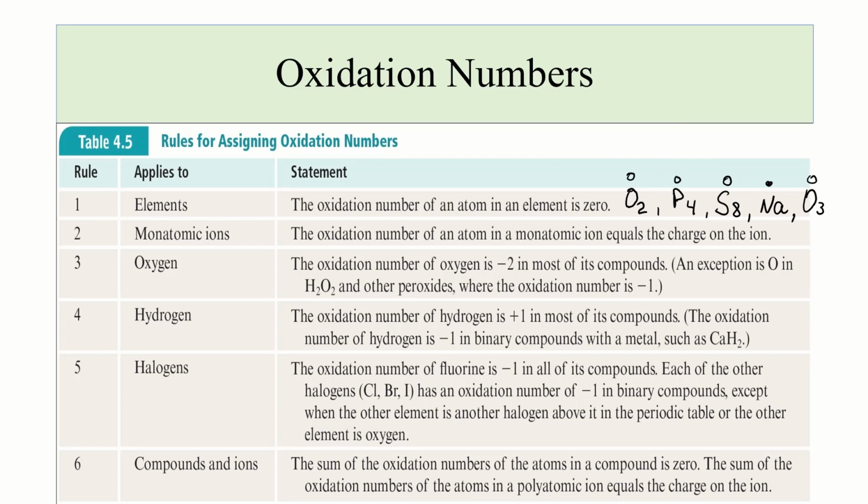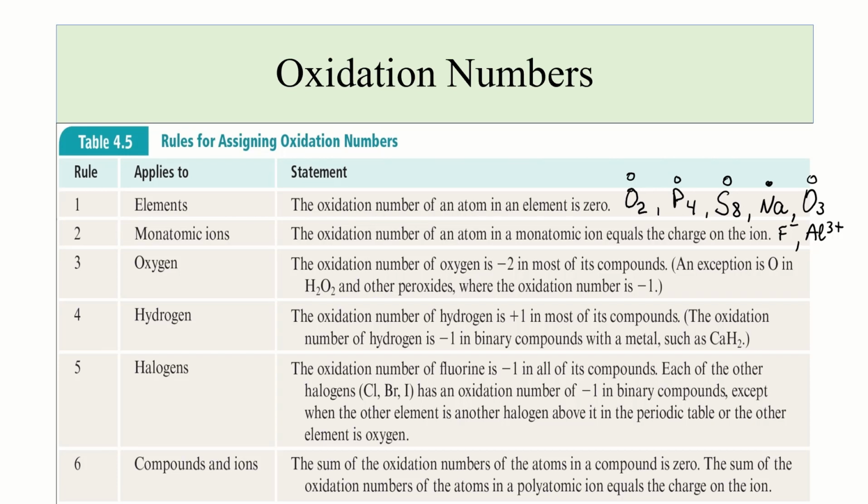Rule number 2. The oxidation number of an atom in a monatomic ion equals the charge on the ion. For example, fluoride ion, F-, has the oxidation state the same as the charge, -1. Aluminum 3+. Oxidation state of aluminum is +3, same as the charge of an ion.